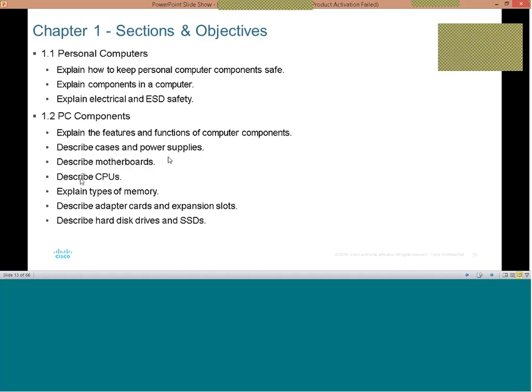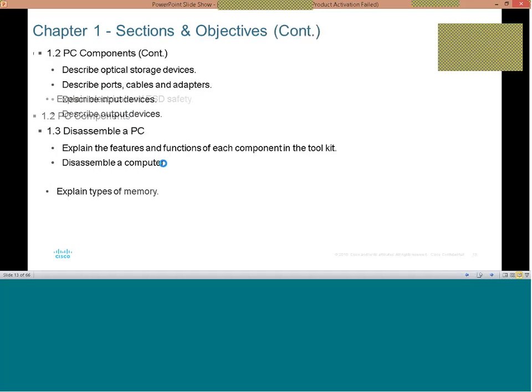So once you're able to explain each of these, you're good. As instructors, we need to know this so that when we're teaching our students, we can explain better. And so we'll also describe optical storage devices, describe ports, cables, and adapters. We describe input devices and output devices.